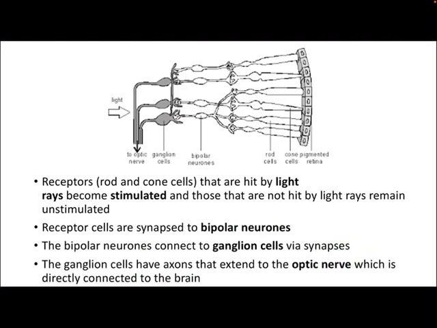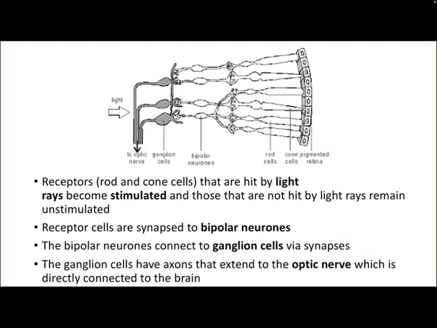So our rod and cone cells, the receptors, are hit by light, and if you remember, it is an inverted image, so the light has to pass by the ganglion cells and the bipolar neurons before it hits your receptor cells. And then behind that you have your sclera, the back of the eye. So the rod cells and the cone cells are hit by the light rays. They become stimulated. Any that aren't hit by light rays don't become stimulated, so they're unstimulated.